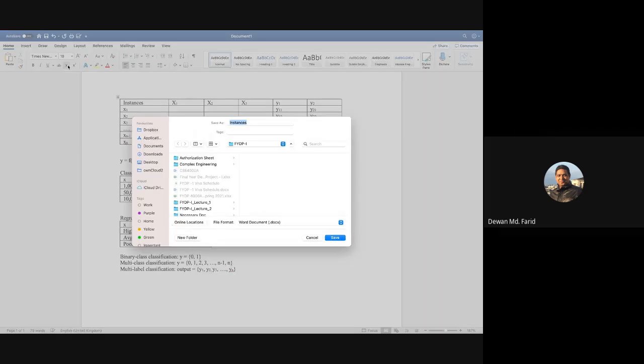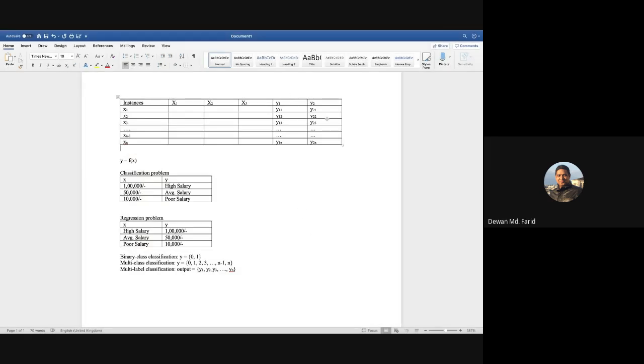Okay, so now you can see we have multiple labels y1 and y2, and for y1 we have multiple values, and for y2 we have multiple values. So if the data set has more than one dependent variable, then it's called multi-level classification. Is it clear? Yes, sir. This one is called multi-level classification.